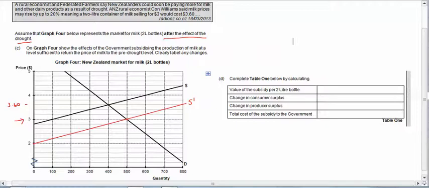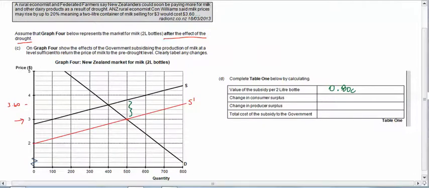Question D, which I've just added here to the right, then asks us for some calculations. First of all, we want the value of the subsidy per 2 litre bottle. Well, I pointed to that a moment ago when I said that the vertical distance between the two curves is the value of the subsidy. You can see the gap between those two curves, or the gap at the origin down here, is 80 cents. So that would be an 80-cent subsidy causing the supply curve to shift into that new position. So we can put 80 cents in here.